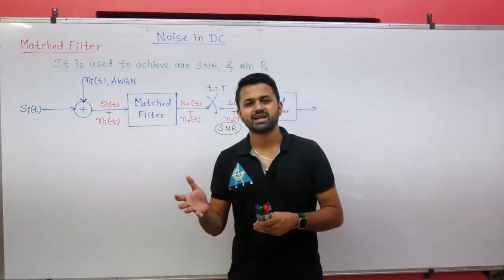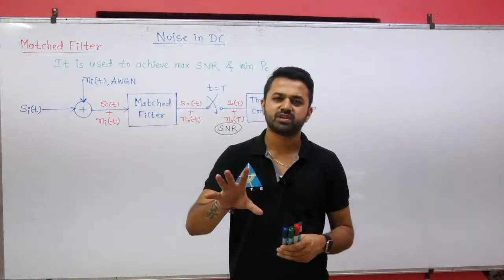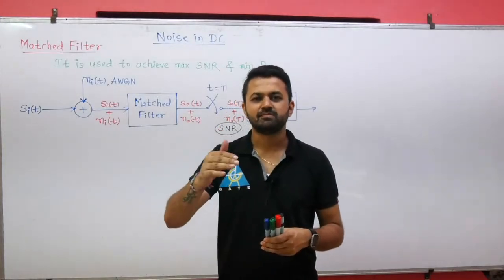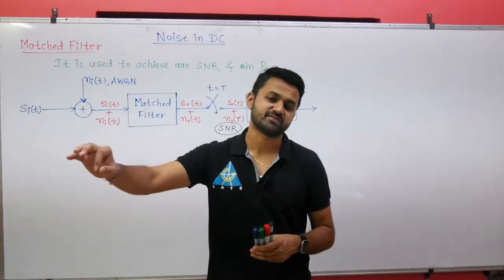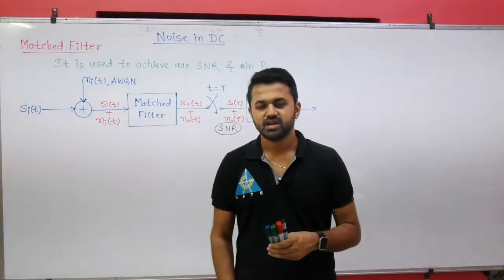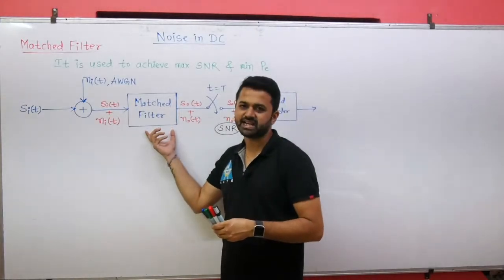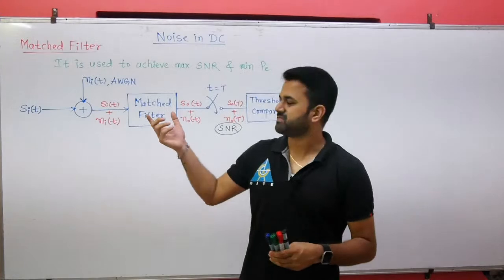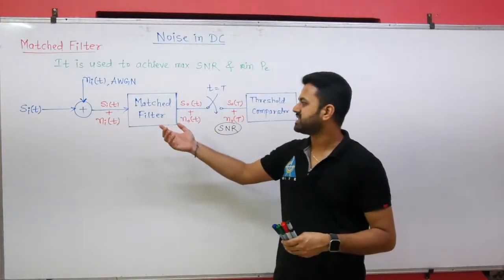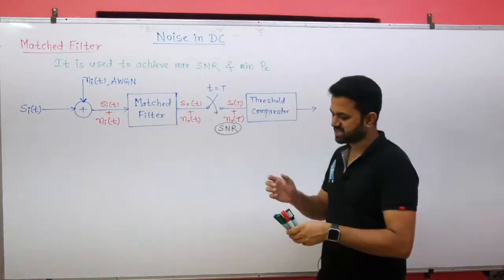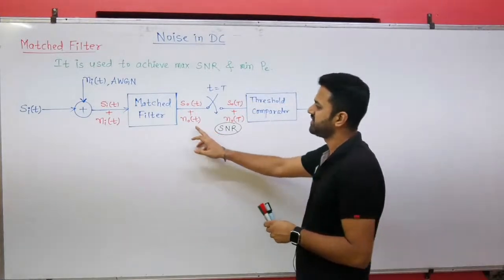To maximize the signal to noise ratio at the receiver, you will put a filter which has a response that matches the input signal. So we are keeping the matched filter at the receiver, and this matched filter has input signal plus noise, and we will get the corresponding output signal and the corresponding output noise.